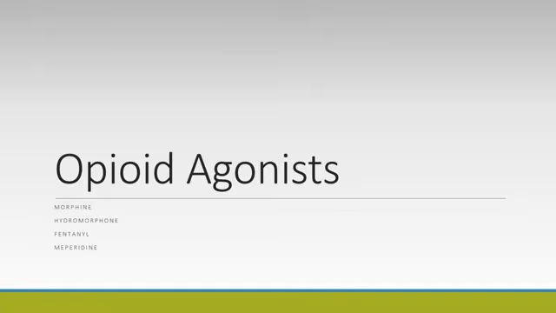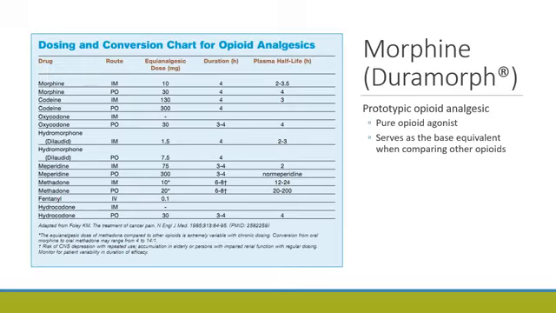We'll look at morphine, hydromorphone, fentanyl, and meperidine. Morphine, otherwise known as Duramorph, is really the prototypical opioid analgesic. Once again, it's a pure opioid agonist, and it really serves as the base equivalent and allows us to compare and contrast other opioid agonists. It's kind of the gold standard as far as comparing these opioid medications.